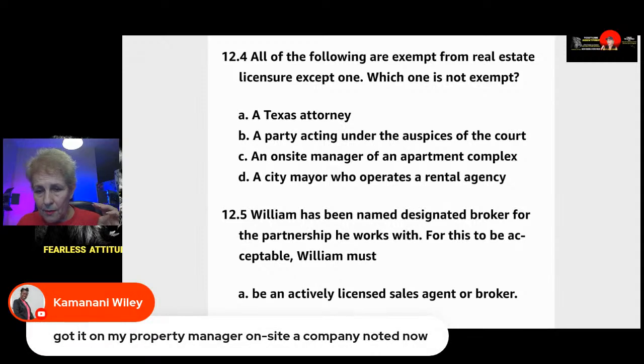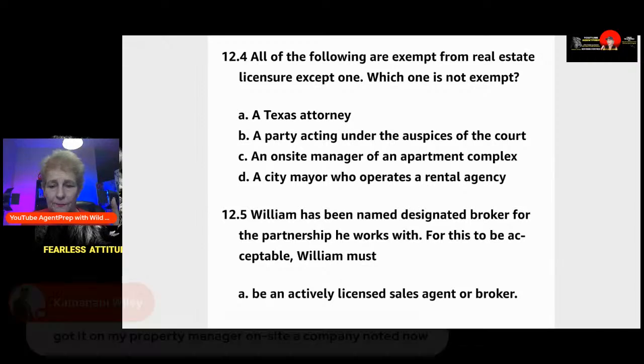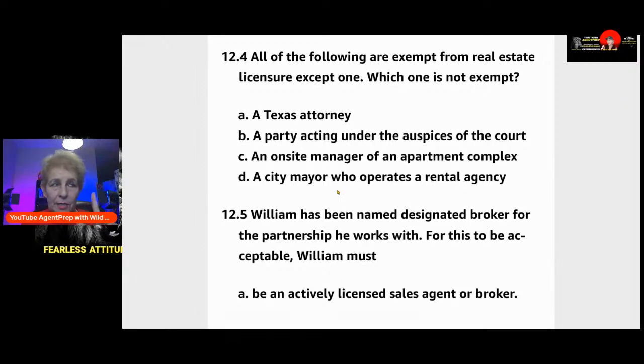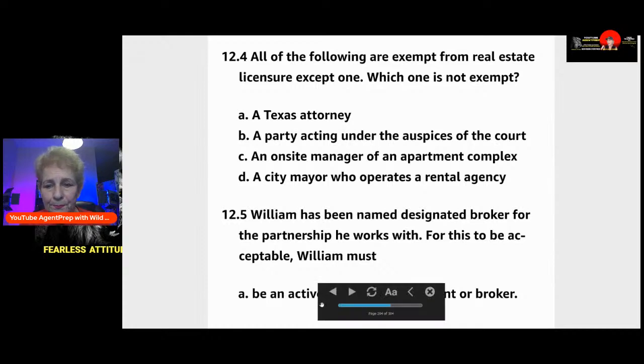Kamanani says, "Got it, my property manager is on site, a company." Okay, very good. Two totally different things. So remember, on-site manager. They either live there or they're there during the day, whatever hours are associated with that office being open for their apartment complex. Okay, number 5. Do we all got it?